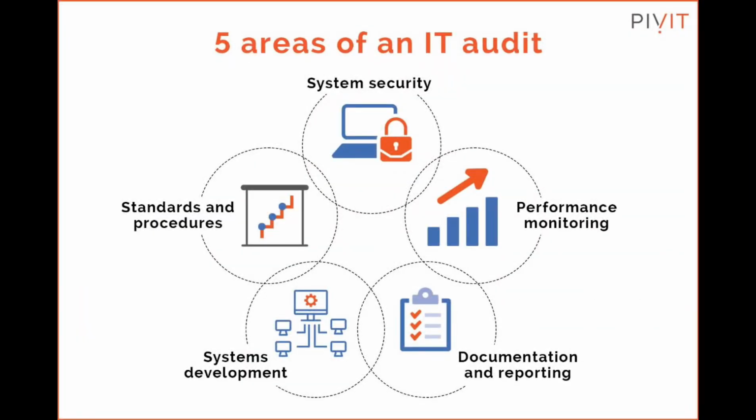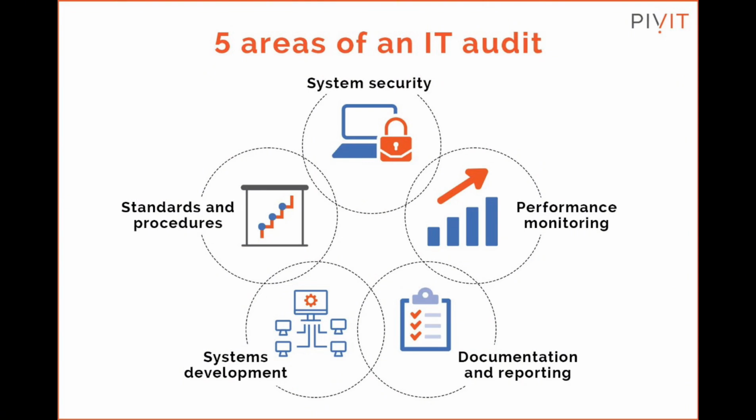Here's a detailed explanation of the 5 areas of an IT audit mentioned in the image. 1. System security. Focuses on ensuring that IT systems are safeguarded against unauthorized access, cyber attacks, and other threats. Includes access controls, user authentication and authorization, network security measures, firewalls, intrusion detection systems, data protection, encryption, secure storage. Ensures compliance with security standards like ISO 27001 or NIST.